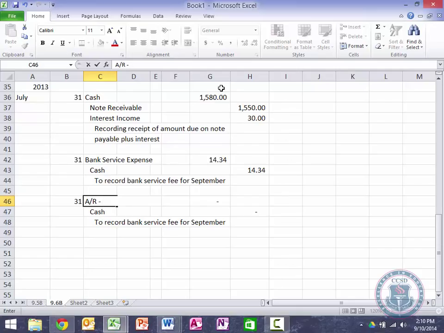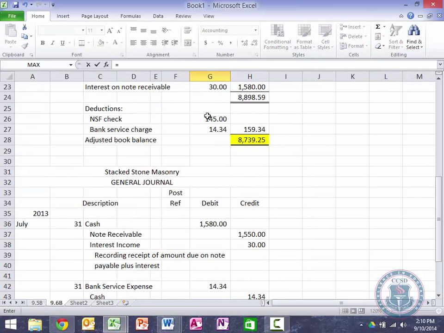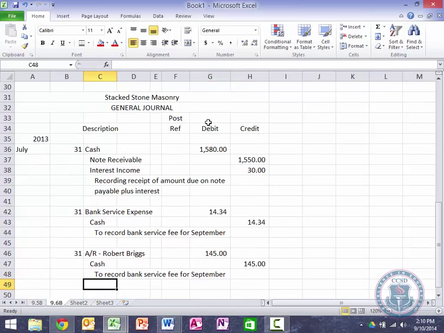And the guy's name was? Accounts receivable, Robert Briggs. Oh, okay.